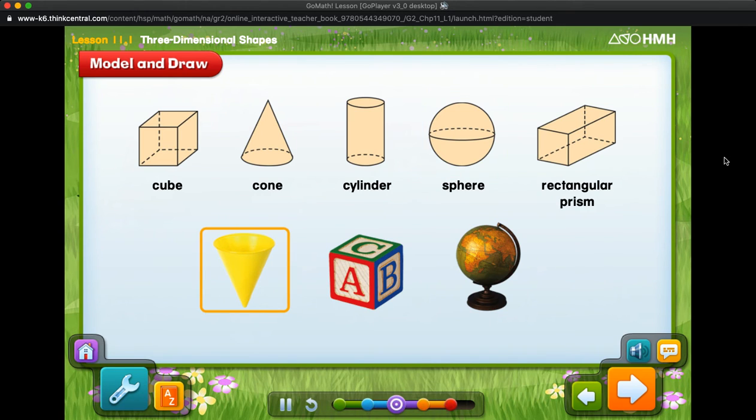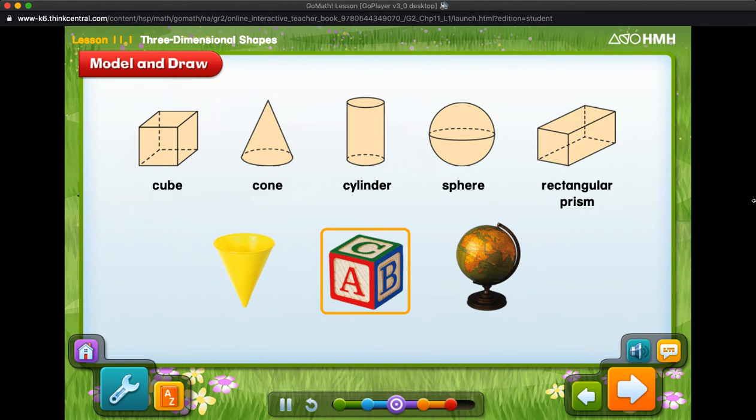Select the shape that has the shape of a funnel. So if we look at the funnel, it has one flat surface and it's circular. And so if you remember, the shape that we call an object that has one circular flat surface was the cone. Excellent! A funnel is a cone. Cones have one flat surface and a curved surface.